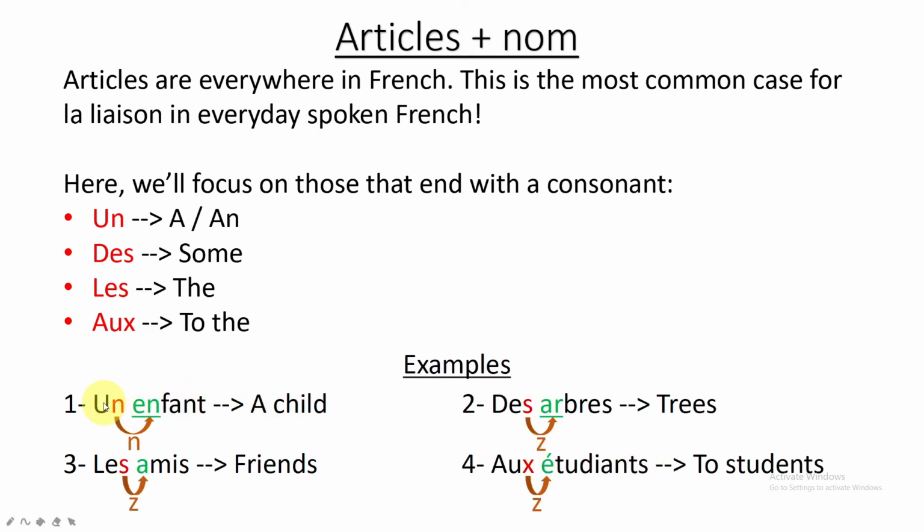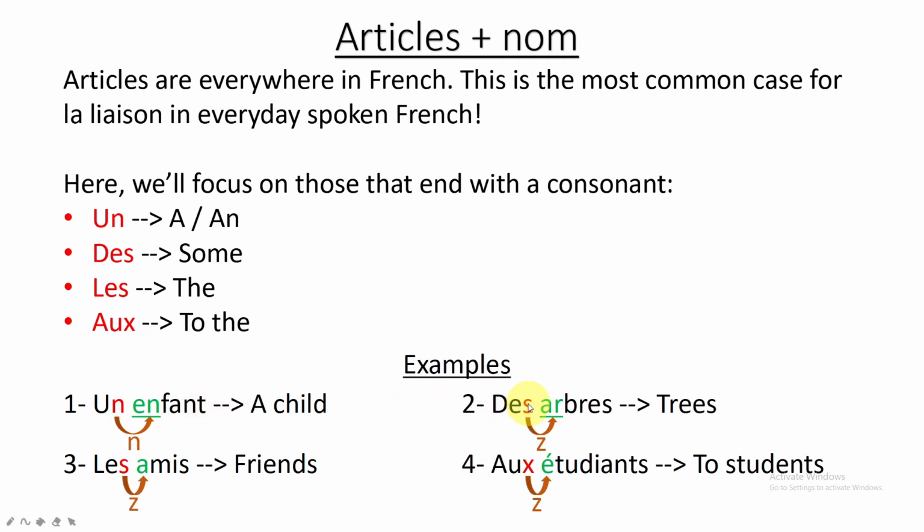So here the article ends with a final silent N, so it will create an abstract N at the beginning of the second word. The second word's first syllable is EN. So the liaison will be between the N of the first word and the EN of the second word. Un enfant.